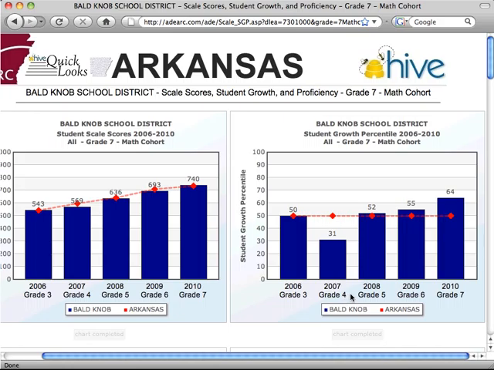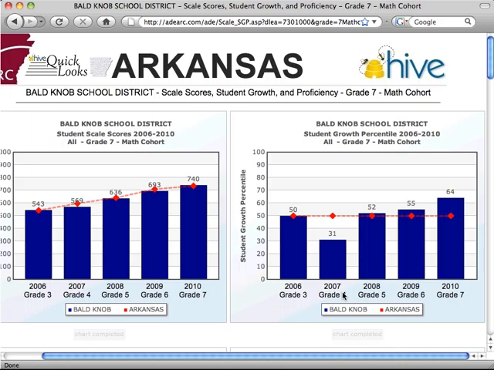When these students were 3rd graders in 2006, their growth was just about the same as that of Arkansas as a whole, 50%. In 2008 to 2010, when these students advanced through 5th, 6th, and 7th grades, their growth began to surpass the Arkansas growth percentage, with the largest jump being in 2010. Also, notice the drop in growth during the 2007 school year when these students were in the 4th grade. While the Arkansas growth was in the 50th percentile, Bald Knob's growth was significantly lower, in the 31st percentile.